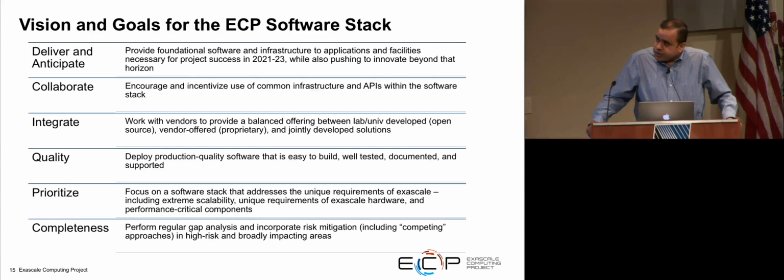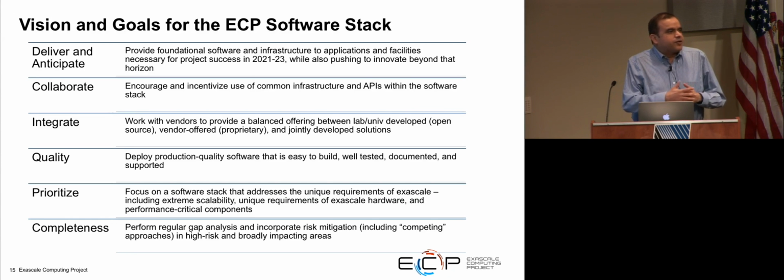Then the next one is quality. That is, build production quality software that is easy to build. It's well tested, documented, and supported. Then we also have to prioritize, because there are many things that can be done. There are many things that are interesting, but we cannot do all of them. And I'll show you some examples about the number of software that is mentioned or used. So we have to prioritize. We have to focus on the ones that deal with scalability, or that deal with performance, or that need ECP to do something. So there is a constant looking at the whole set and prioritizing.